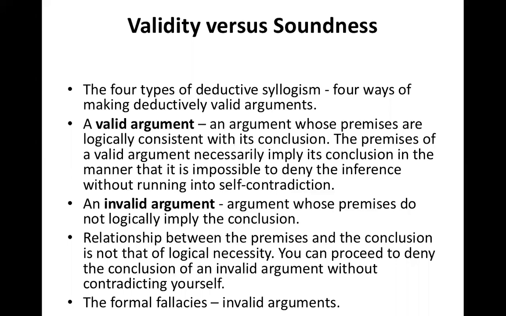Now, an invalid argument is an argument whose premises do not logically imply the conclusion. So we saw that an argument that denies the antecedent in order to reach a negative conclusion about the consequent is not a valid argument. So it is an example of an invalid argument. The relationship between the premises and the conclusion is not that of logical necessity. You could proceed to deny the conclusion of an invalid argument without contradicting yourself. So an argument that denies the antecedent is not a valid logical operation, because you can proceed to deny its conclusion without contradicting yourself.